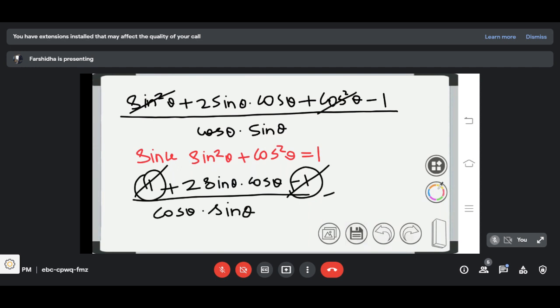Now what else is remaining? 2 sin theta cos theta in the numerator, and in the denominator you have cos theta into sin theta. Since these are multiplication, you can cancel sin theta cos theta from numerator and denominator. So the only thing which remains is 2. So 2 is the answer.